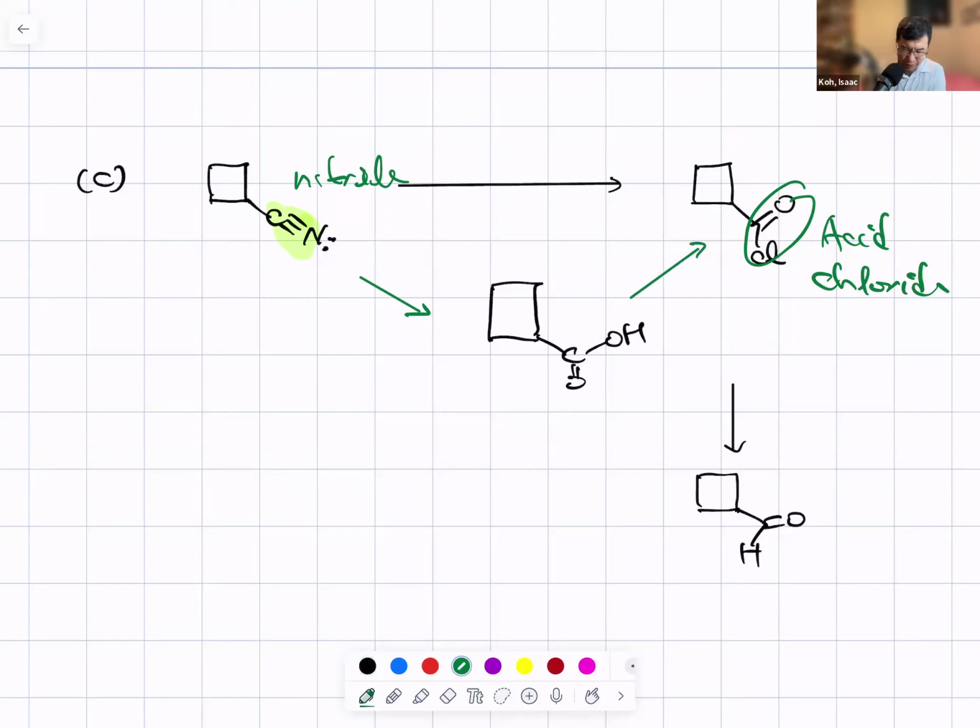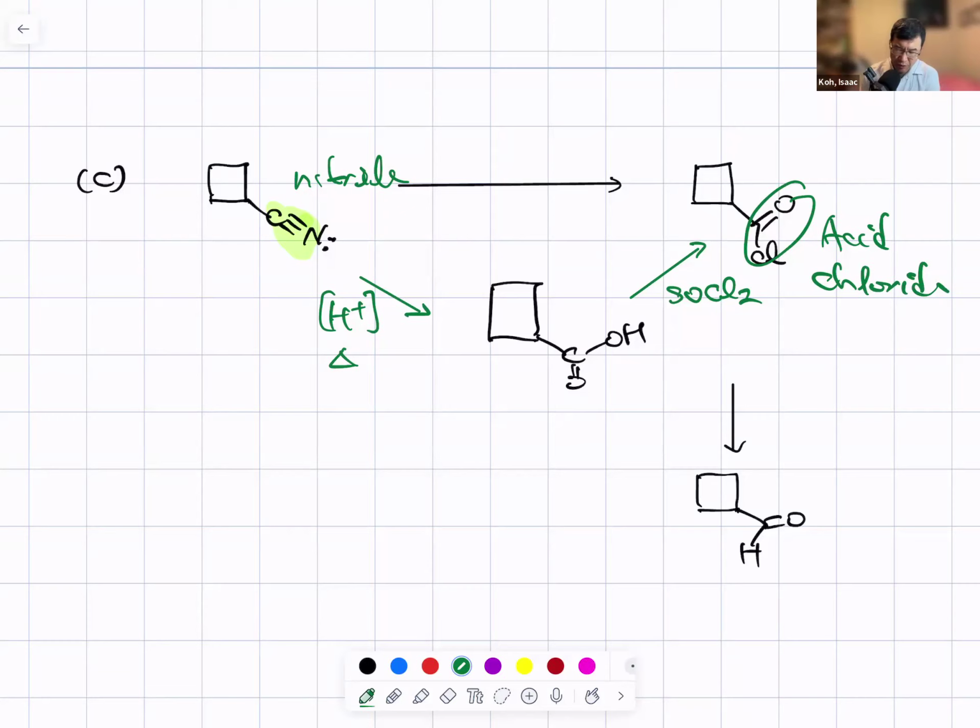The first step, we need to use a strongly acidic condition and heat it up. It'll be converting the nitrile into the carboxylic acid, and then let's use thionyl chloride. It'll be converting the carboxylic acid into the acid chloride, and then into an aldehyde.